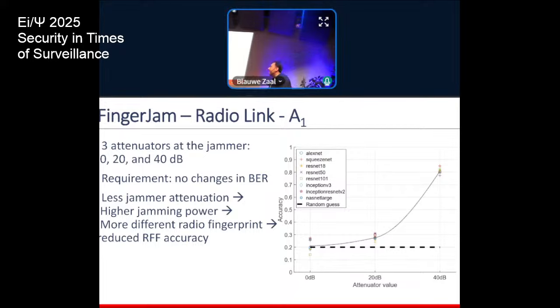We also experimented with different attenuators, so 0 dB, 20 dB, 40 dB, with the requirement that all the signals we are further processing have the same bit error rate as the ones we experience without jamming. So all the signals that we have are characterized by that condition, no bit error rate. As expected, the less the jammer attenuation, so the higher the jamming power, the more different the radio fingerprints are. And so the accuracy of the radio frequency fingerprinting is basically reduced. That is what we want. We want to transform this problem for the adversary into a random guess.